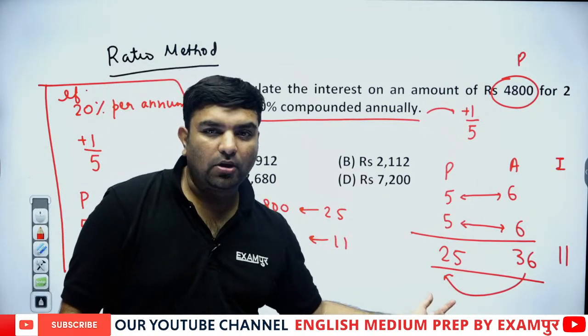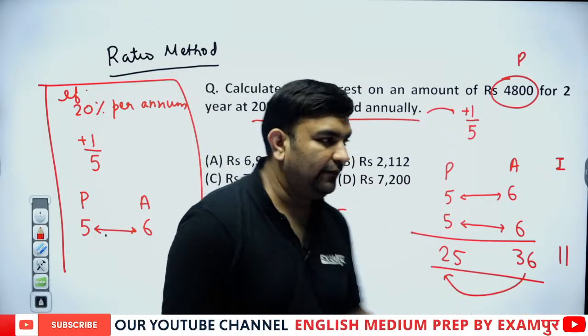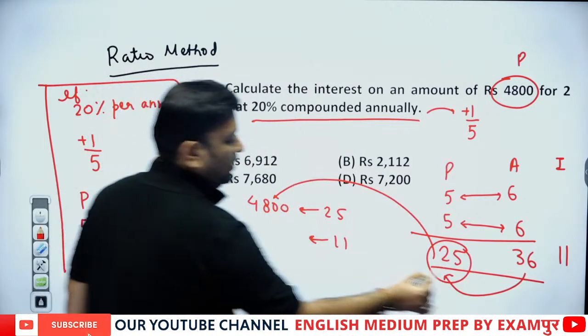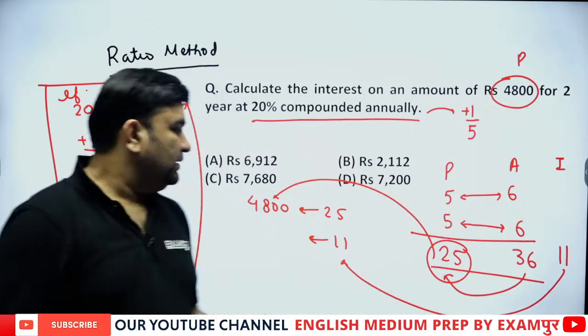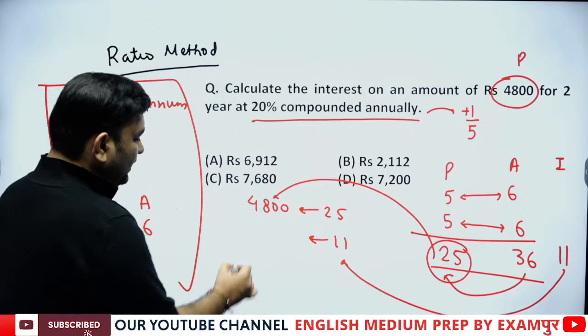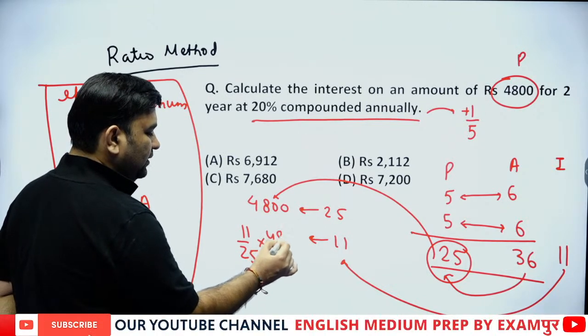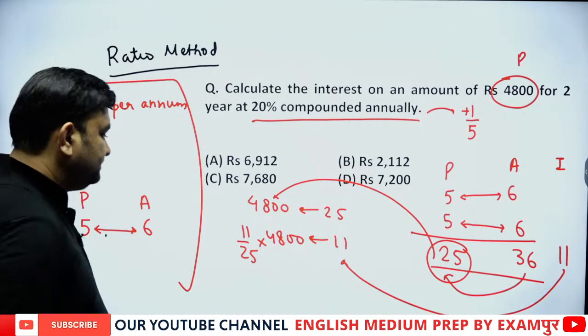Your principal according to the ratio is 25 and your interest according to the ratio is 11. So the value of 25 is given as 4800. What is the value of 11? So the value of 11 is going to be 11 by 25 of 4800.